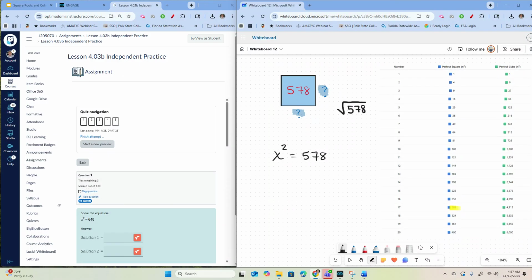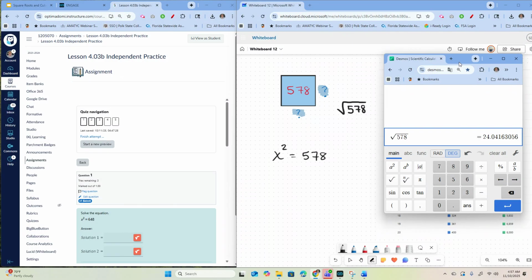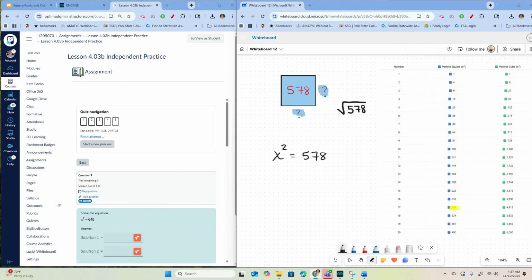So we're going to use the calculator to help you do this. I'm going to do the square root of 578, and you can see I got these long decimals. When you get those long decimals, it means 578 is not a perfect square. So that's when we decided to do the tree. When I do the factor tree of 578, I notice 578 is even, so it means I can divide by 2.